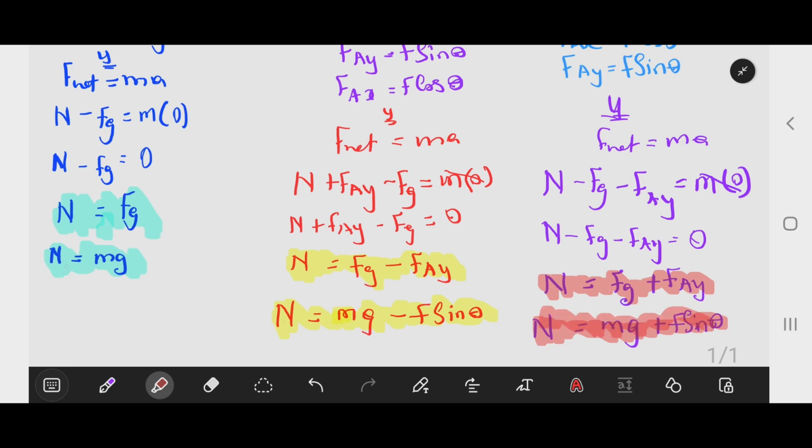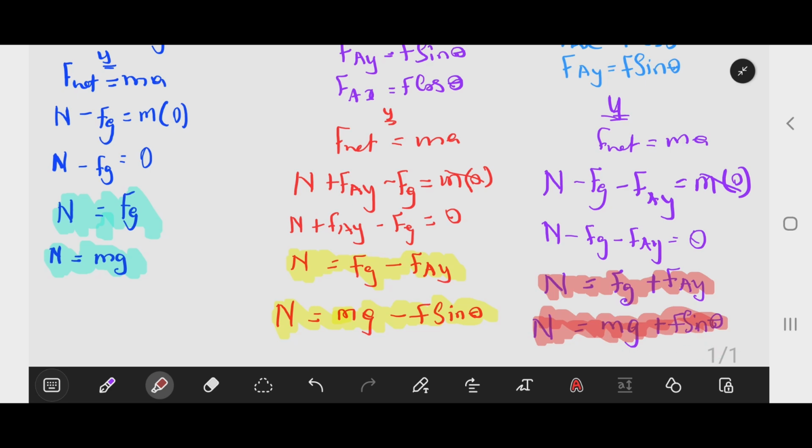Because in the first one, the normal force is equal to mg, okay? And for the second one, the normal force is equal to mg minus the y component of the applied force, so we get a lesser value. But for the last one, we have the normal force being equal to Fg plus the y component, and this is a greater value, right?